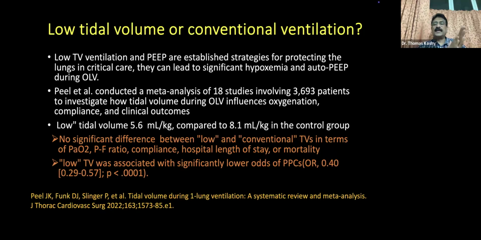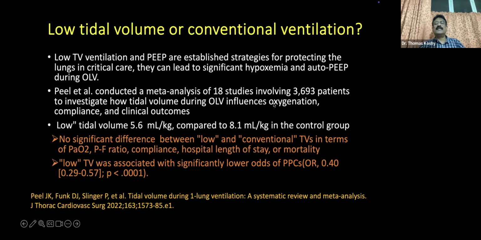Coming to the practice of one lung anesthesia, this is a study which came 2 years ago. What is the tidal volume one should use? Can we use a very low tidal volume, and how does it compare to conventional tidal volume? So low tidal volume means 5.6 ml per kg compared to 8 ml per kg. That is the control group. Don't use 10 ml per kg. That is no longer recommended.